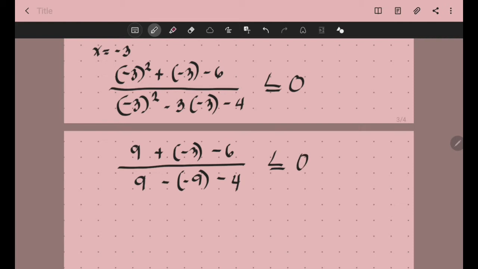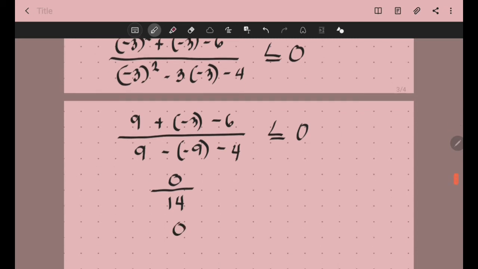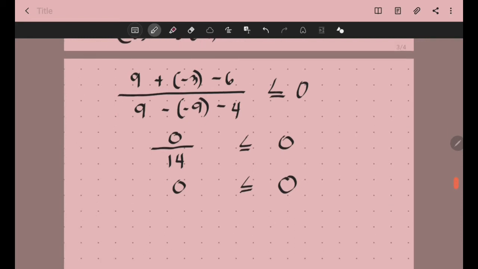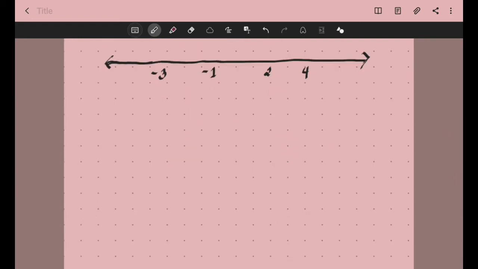And then let us perform the indicated operation. We have 9 plus negative 3 is positive 6 minus 6, and that is 0. All over 9 minus negative 9, so that is 9 plus 9 is 18 minus 4, that is 14. And 0 all over 14 is equal to 0. And that is less than or equal to 0. So therefore, it satisfies the rational inequality. So it is true. That is true.